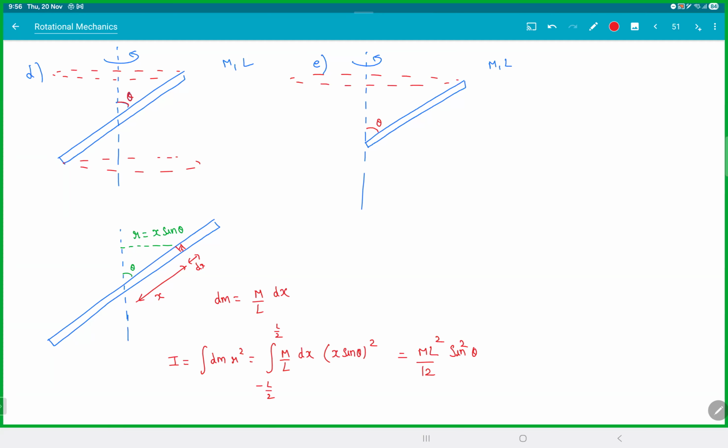Be careful. Theta is the angle between the axis and the rod. If you put theta 90, you get your first result. You can do the same thing for this also. So we get here the moment of inertia will be, you'll get everything the same, M by L dx, (x sine theta) whole square. Only the limits will change, 0 to L. This will be ML square by 3 sine square theta.